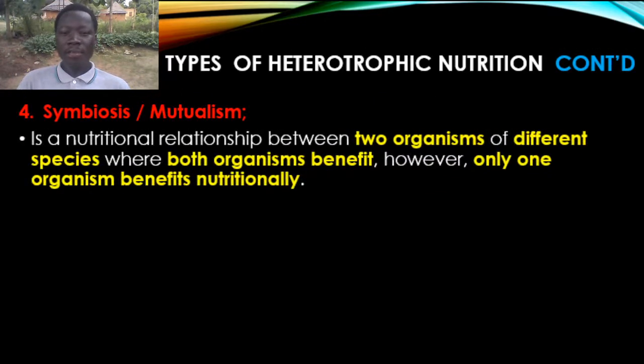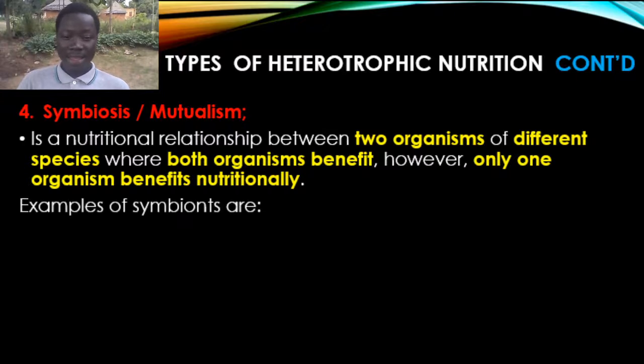Then symbiosis or mutualism. I think this is one of the best heterotrophic modes of nutrition, where two different species of organisms both benefit, although they don't benefit equally because only one benefits nutritionally. The other will benefit maybe in terms of shelter and other things.